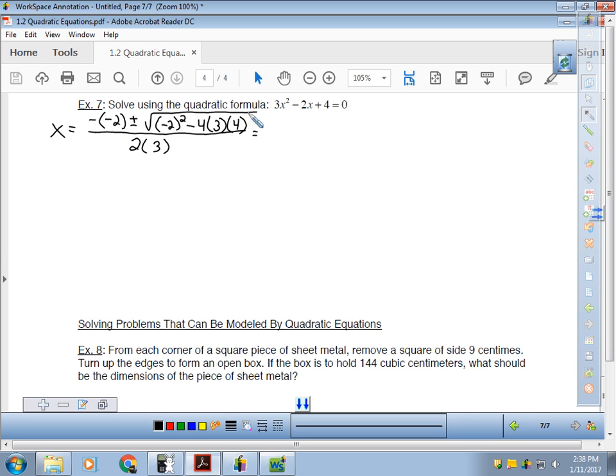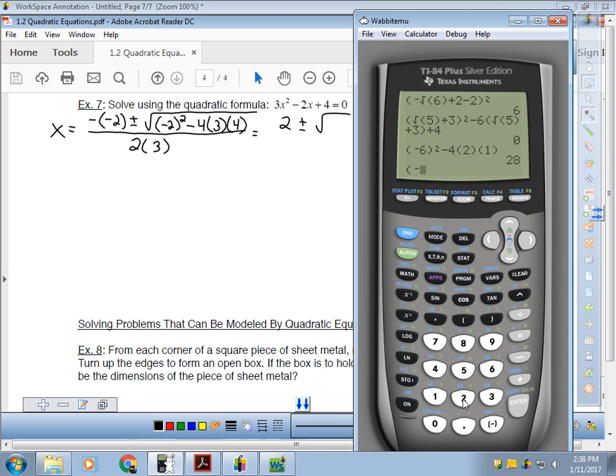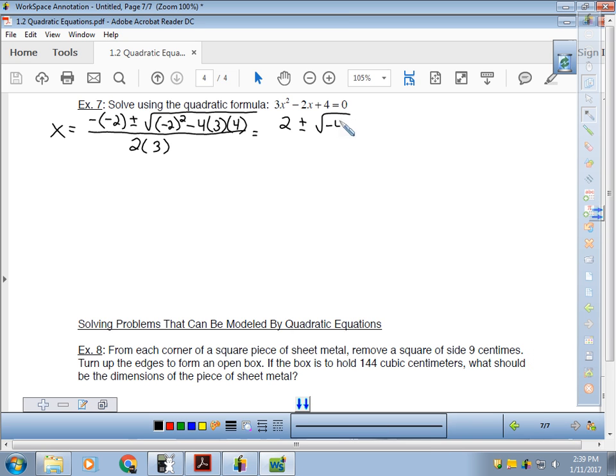Now, a negative 2 means we have a positive 2. Plus or minus, we have a square root. I want to find out what's in that square root. I use my calculator. Negative 2 squared minus 4 times 3 times 4. We have a negative 44 inside there. So, pretty big. Negative 44. And then on the bottom, 2 times 3, that is, of course, 6.